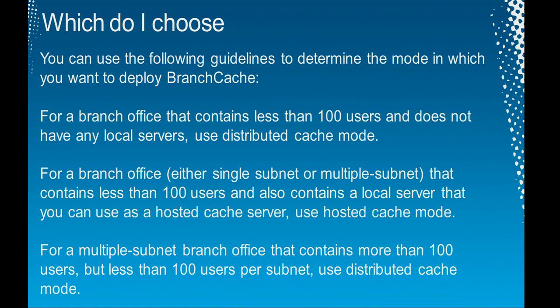Very simple process. And of course, if you have multiple subnets that you need to support in your branch environment, you have to do hosted cache mode, or you'll have different subnetted versions of distributed cache all housing the same data. So there's no point in doing that.